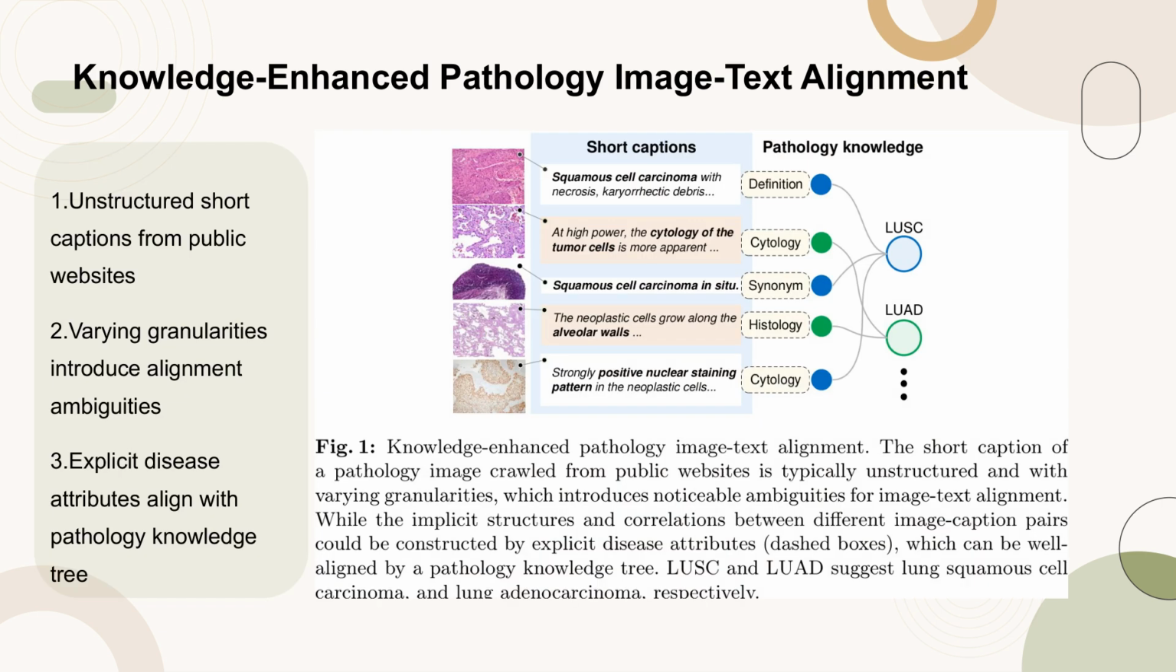Figure 1 illustrates the process of knowledge-enhanced pathology image-text alignment. The captions of pathology images collected from public websites are often unstructured and vary in granularity, leading to significant ambiguities in aligning these captions with the images. However, these ambiguities can be mitigated by using explicit disease attributes, which can be aligned with a structured pathology knowledge tree. For instance, LUSC and LUAD refer to lung squamous cell carcinoma and lung adenocarcinoma, respectively.